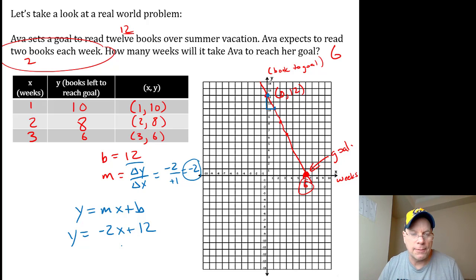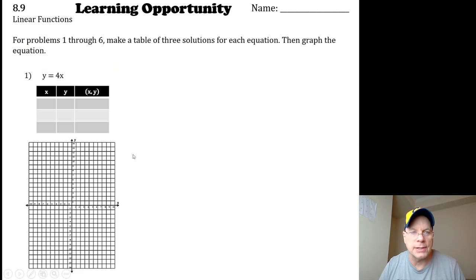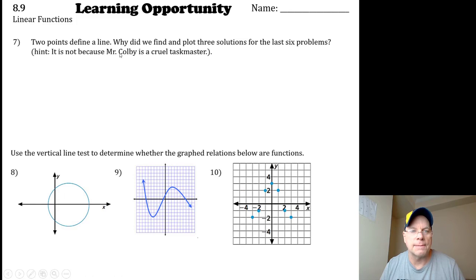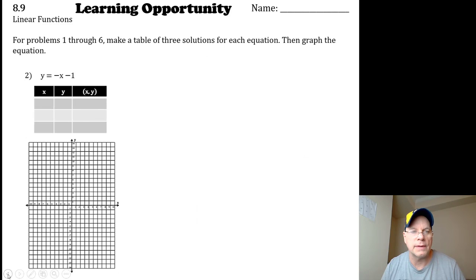But for now, your learning opportunity looks a lot like the first 3 examples we did for problems 1 through 6. So choose an input, calculate an output, graph the point. And then I've got a question for you to answer, and then 3 graphs where you tell me it's a function or it's not a function using that vertical line test that we explored in the notes.